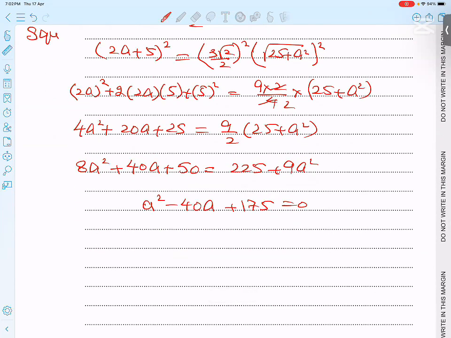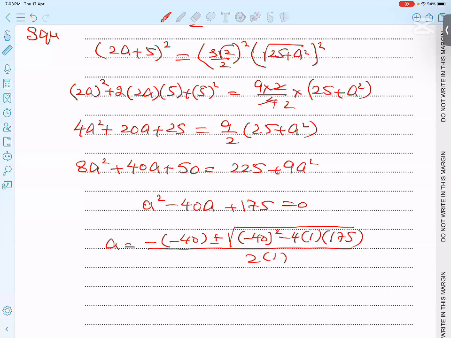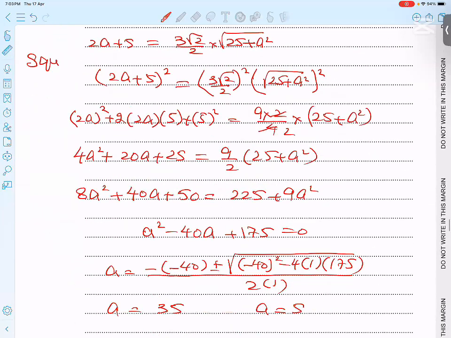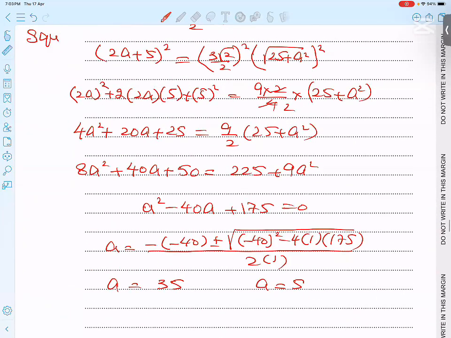Okay, here I'm going to apply the quadratic formula, negative b plus or minus square root of b square minus 4ac, divided by 2a. Minimum, this working you have to show. The rest you don't show, no problem. And if we check in the calculator, we're getting 2 answers. One answer turns out to be 35 and the second answer is 5. And he was asking us to find 2 possible values of a. I hope you got it.